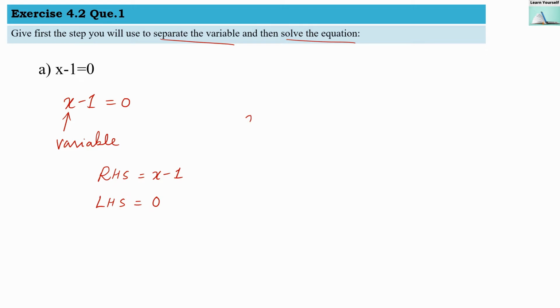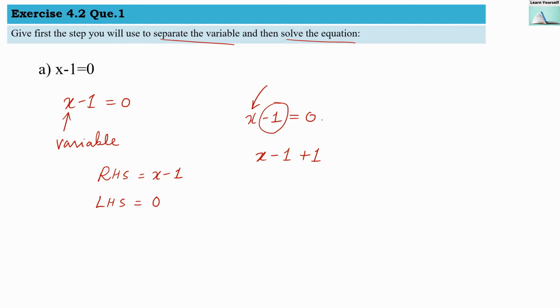Now this is our equation, that x minus 1 equals to 0. Now if we want to separate this variable, we have to remove this minus 1. How to remove this minus 1? If we add here plus 1, then we can cancel out both of these numbers which are having opposite sign, that minus 1 and plus 1.